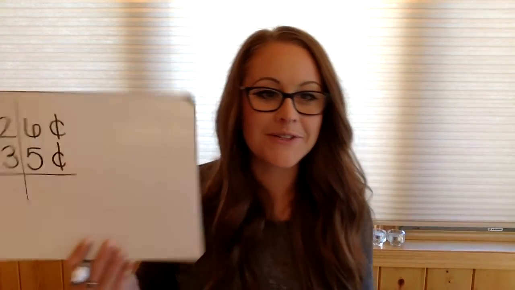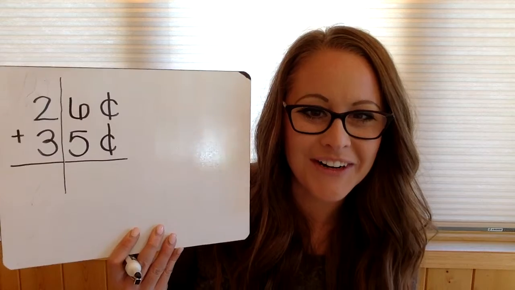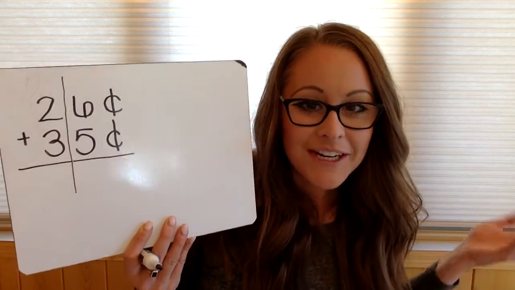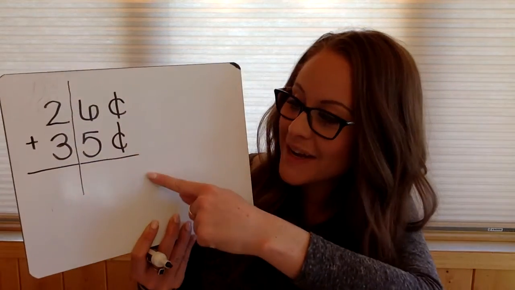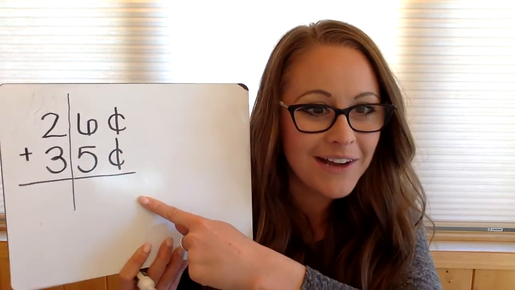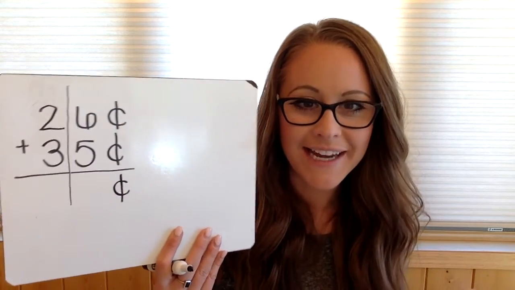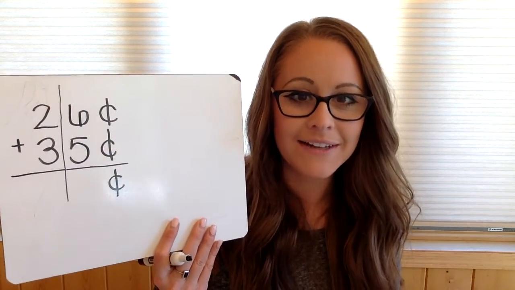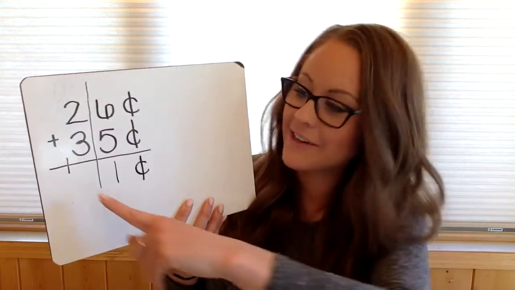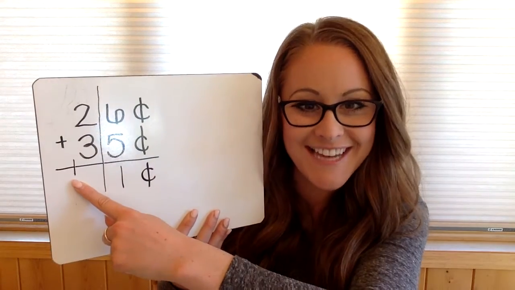All right, remember, your T-chart just helps you so that you have everything in order, okay? And so that I don't forget, I'm just going to bring my cent sign down here right away, okay? So I see I have 6 plus 5. What does that equal? 11, right? So I'm going to put a 1 down at the bottom. And my other one is going to go right over here into the tens.